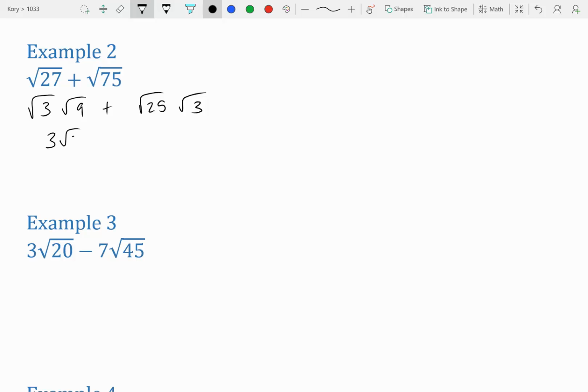So we have 3 square root of 3 plus 5 square root of 3. Now, they have the same inside, so we can add them to get 8 square root of 3.